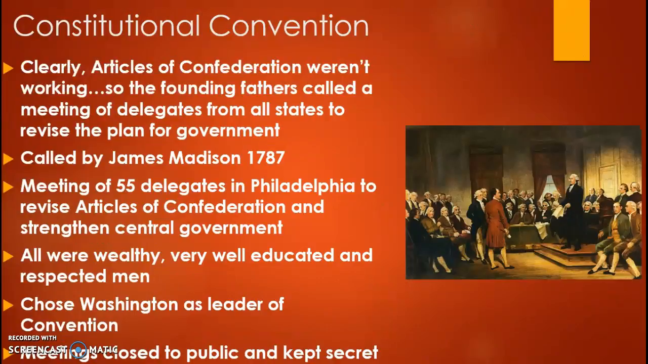So they decided that clearly this wasn't working. So the founding fathers called a huge meeting. They said, we need delegates from every state. All delegates except for those folks from Rhode Island decided that they would go to this convention and revise the Articles. Eventually, James Madison was the one who decided in 1787, I'm calling this meeting. 55 people showed up. They had this in Philadelphia, in Pennsylvania.